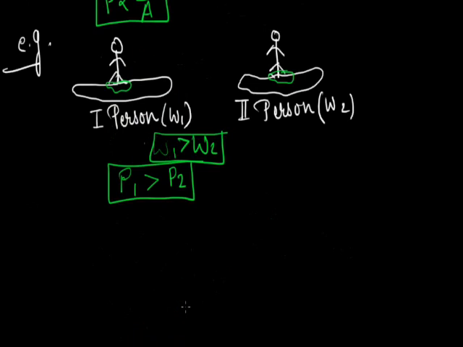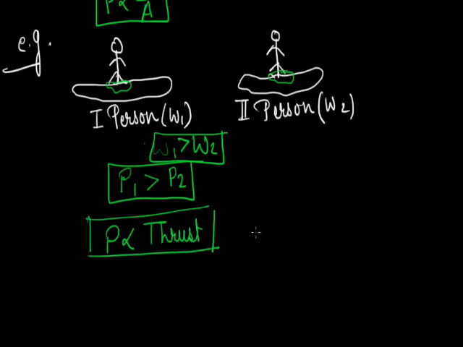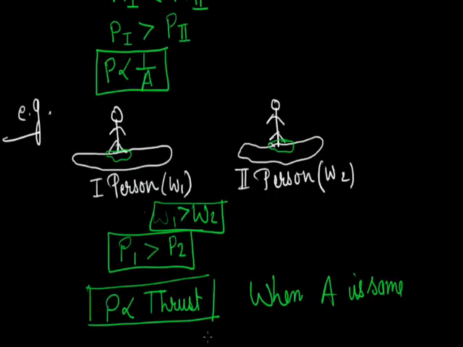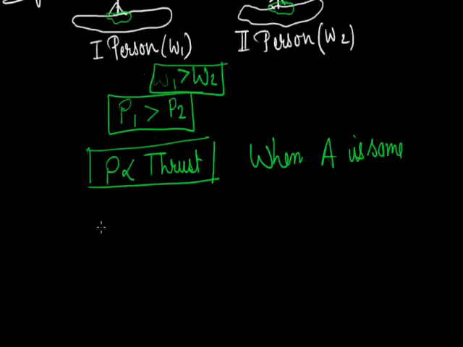So here we can observe the pressure is directly proportional to weight. Weight means thrust, because thrust is the normal force acting on the surface. So pressure is directly proportional to thrust when area is same, and it is inversely proportional to the area when weight was same. So here we can notice that pressure can be written as directly proportional to thrust upon area.